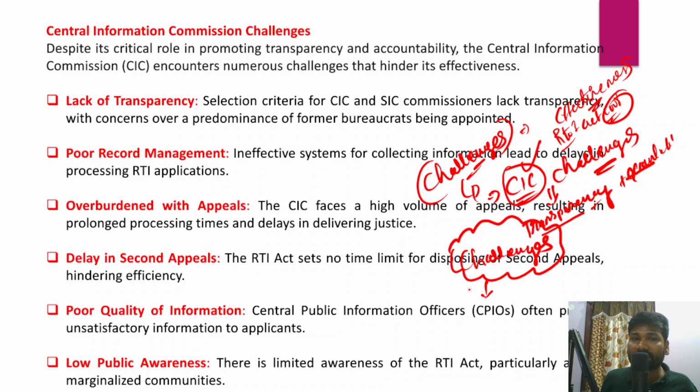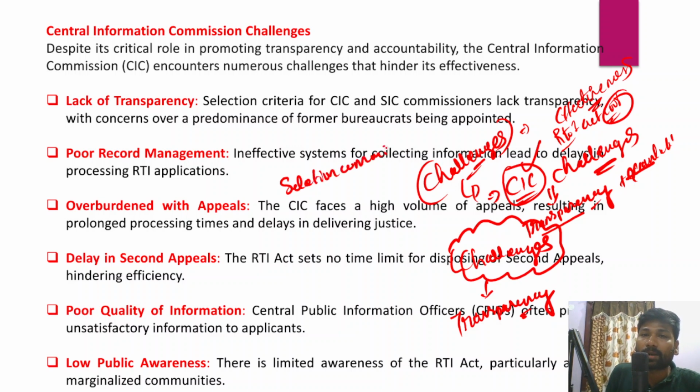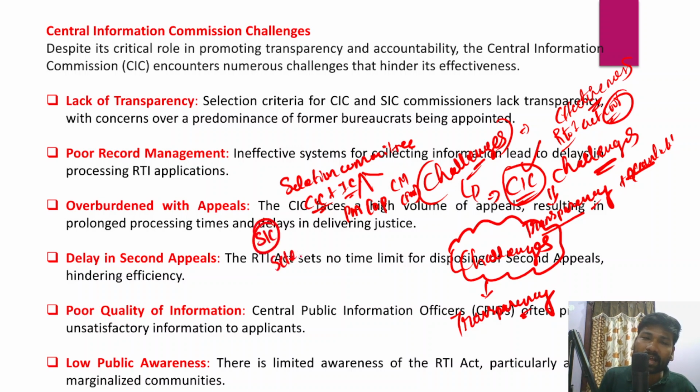Now, the first challenge is that there's a lack of transparency in the functioning of the Central Information Commission, because we have just discussed that there is a selection committee for the appointment of Central Information Commissioners and also other information commissioners. This selection committee consists of the Prime Minister, the Leader of Opposition, and a cabinet minister who is nominated by the Prime Minister. And at the state level also, for the selection of State Information Commissioners, a similar apparatus has been established.